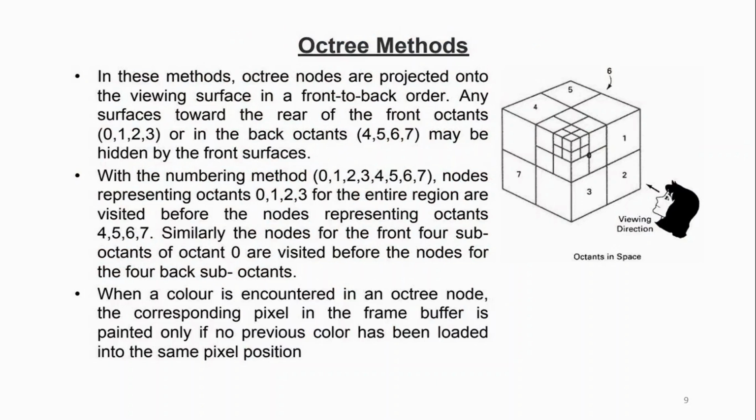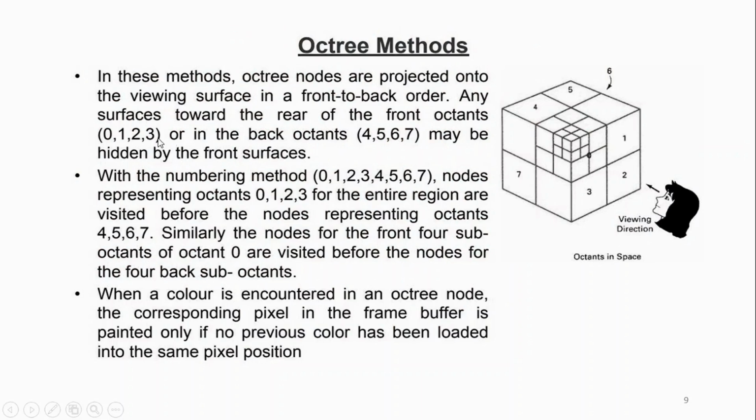Let's move on to the next algorithm, the octree method. The octree method is an extension of the spatial subdivision technique into three dimensions. In the previous one, area subdivision, we had two dimensions, and the same is implemented in the three-dimensional view. That's the octree method. Here we have the surfaces towards the front of the viewer, which are 0, 1, 2, 3. Consider these eight octants, or nodes.